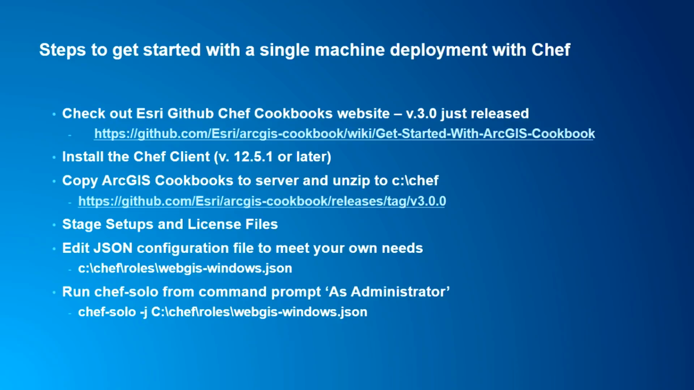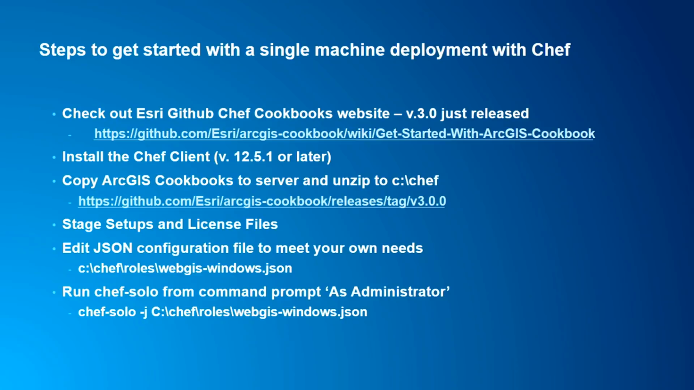The next thing you have to do is install Chef Client. You can just go out to the Chef website and download the client. It needs to be 12.5.1 or later, and that's the executing agent that actually runs your cookbooks on your server. After you check out the website, you're going to download the latest release of our cookbooks and unzip it. I'm taking some very simple defaults here for, like I said, a single machine deployment.